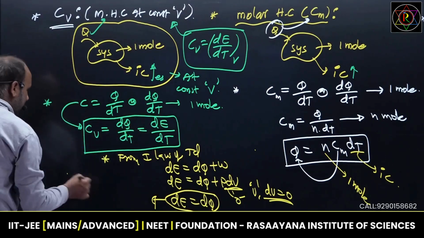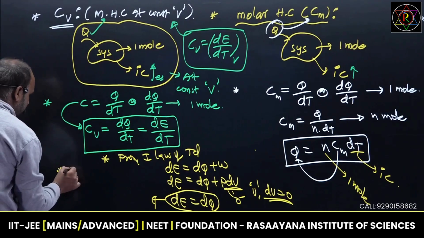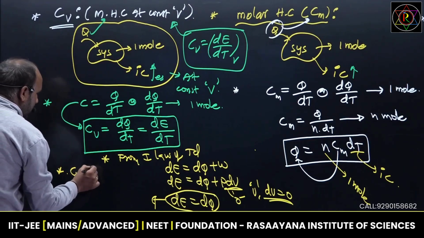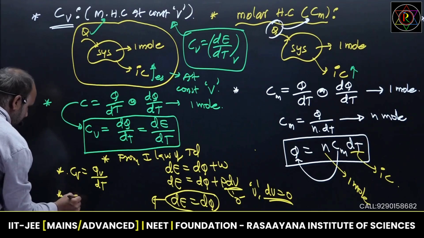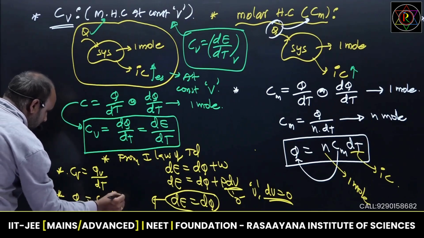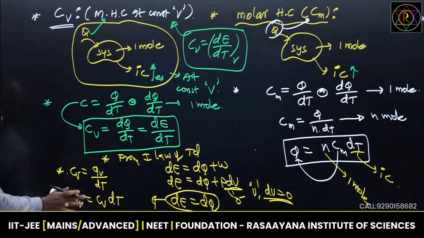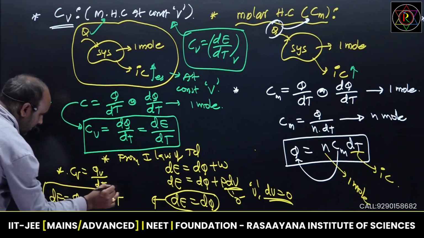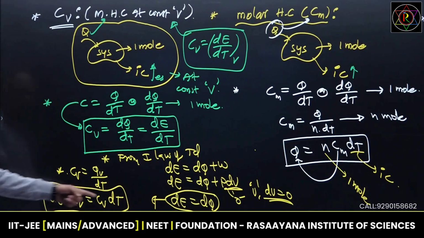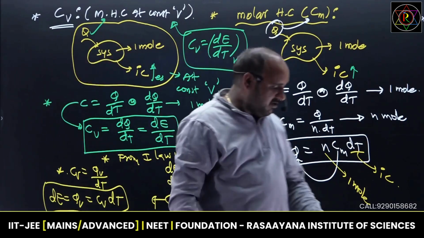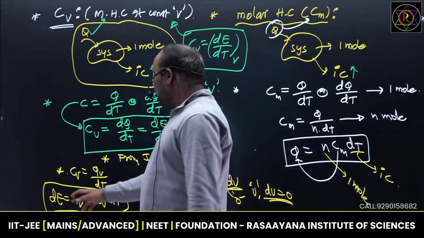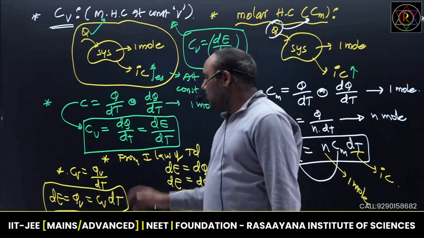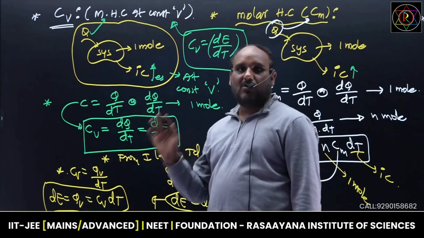So therefore we have to write, what was that? Cv is equal to Qv by dT. So from this, Qv is equal to Cv into dT. This Qv is at constant volume, that becomes equal to dE. Therefore change in internal energy and heat is equal to Cv into dT. That is the equation of Cv. So here we have to remember this: change in internal energy is equal to Cv into dT, or that is Qv at constant volume, right?